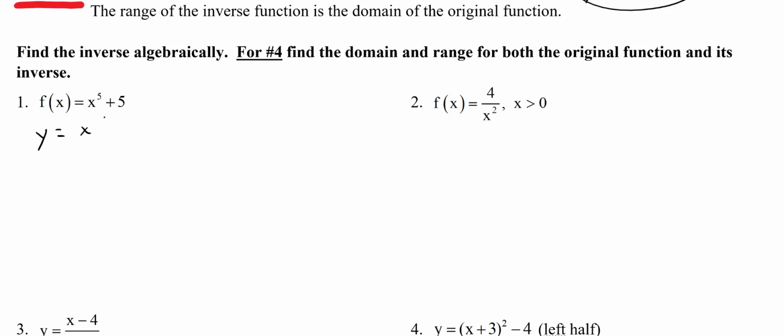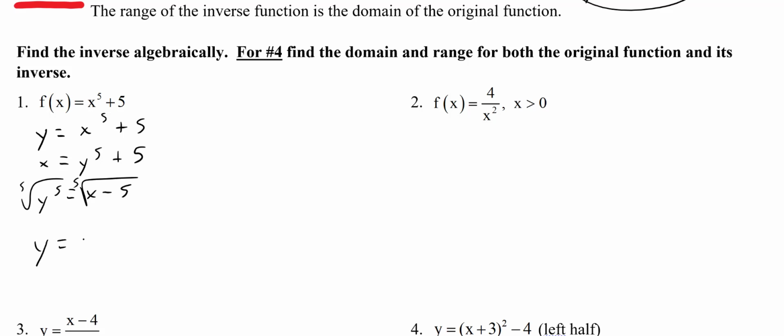So y is equal to x to the 5th plus 5. And then I'm going to say x is equal to y to the 5th plus 5. And then subtract 5, so y to the 5th equals x minus 5. And then I'm going to take the 5th root of both sides. So y is equal to the 5th root of x minus 5. So that, math fans, is the inverse. Now, let me just kind of show it on the graphing calculator here.